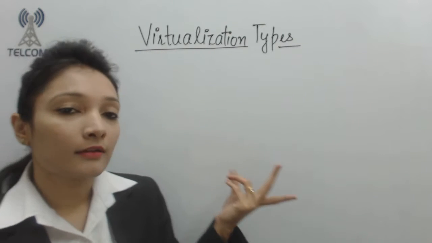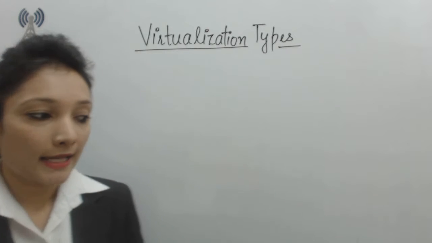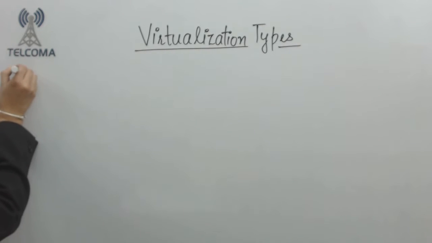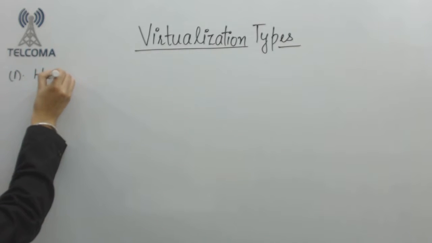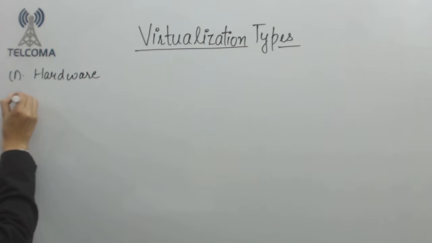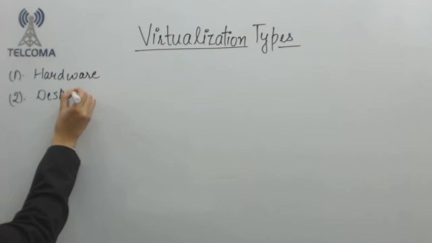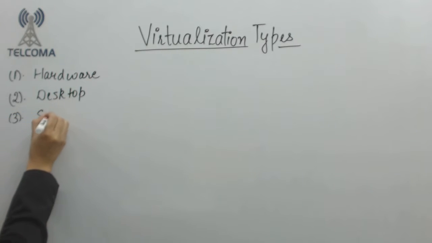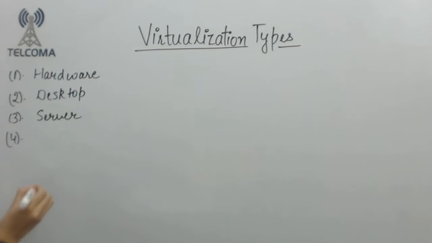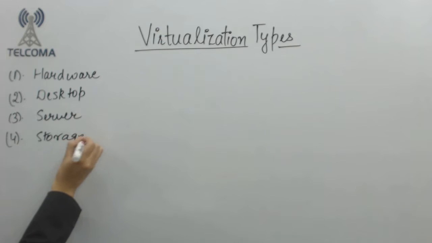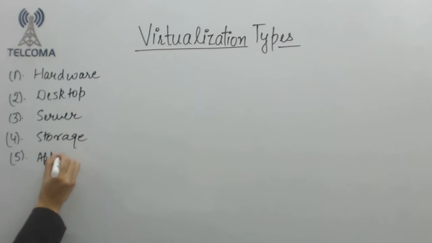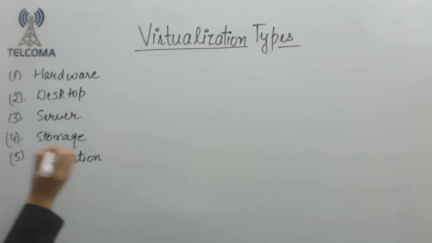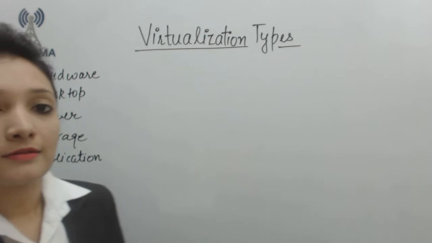So virtualization is referred to as a cost effective and hardware reducing technique. This is a very advantageous technique in the cloud computing scenario. Today we will study the various virtualization types: hardware virtualization, then desktop virtualization, server virtualization, then storage and application virtualization. We will study each of these virtualization types one by one.